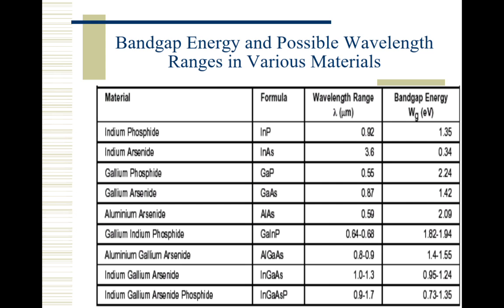These are the different band gap energies. You can see the possible wavelength ranges in the various materials: indium phosphide, indium arsenide, gallium phosphide, gallium arsenide, aluminum arsenide, gallium indium phosphide, aluminum gallium arsenide, indium gallium arsenide, and indium gallium arsenide phosphide. You will require these materials when they ask a question on the semiconductor material used for the optical source. At that time you have to write these alloys and explain how the alloys work as a heterojunction material for the systems.